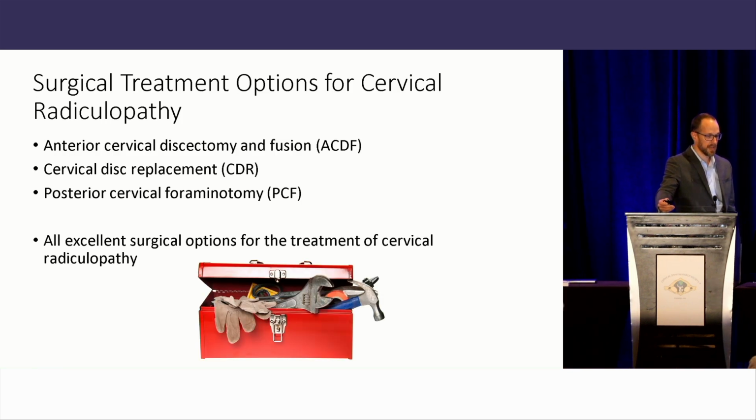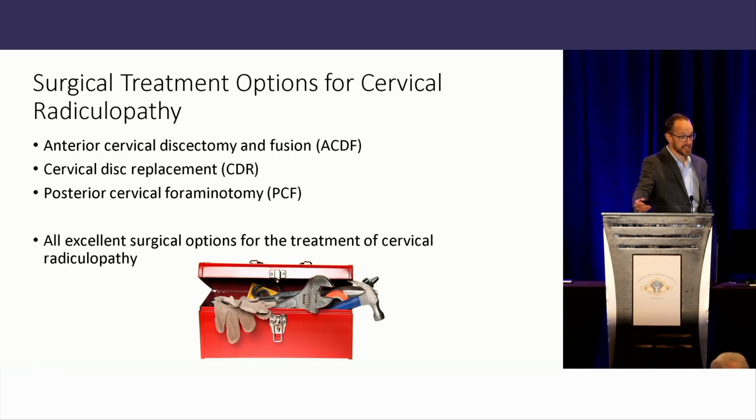No disclosures. We're going to be discussing the relevance of posterior cervical foraminotomy in the treatment or revision in the setting of cervical disc replacement. And I thought this would be a good opportunity, since that's a rather specific question, just to go over the surgical treatment options for cervical radiculopathy. There are three main options: anterior cervical discectomy and fusion, cervical disc replacement, and posterior cervical foraminotomy. All of them are excellent in their own regards. They're tools in our toolbox and things that we should deploy on a selective basis depending on the patient and the circumstances.